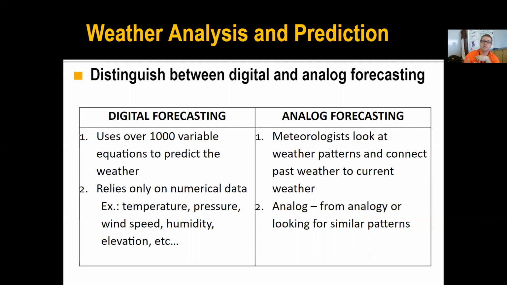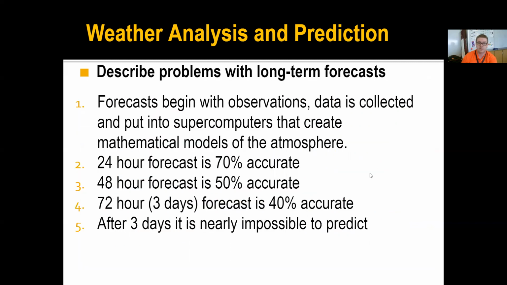Now, meteorologists will use digital forecasting, but instead of using over 1,000 variable equations that can take hours at a time to figure out, they might reduce that, take a couple variables into account, look at what the radar maps are showing, what the station models are saying, and they do a hybrid of both digital and analog to get a good idea and present that information to the public so they can make a very accurate forecast based on the information that they have.